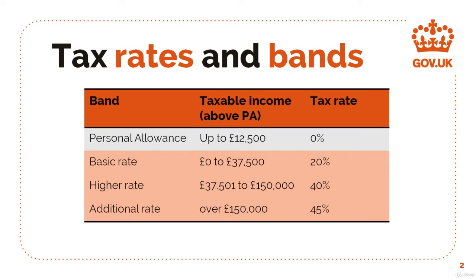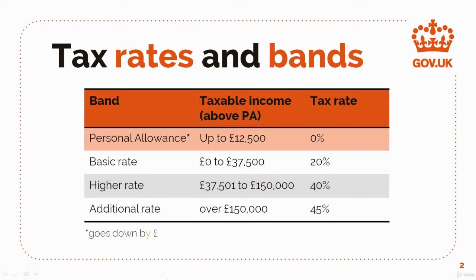I hope I haven't lost you with the numbers because there's one more condition. If you earn over £100,000, your personal allowance will go down £1 for every £2 of your income that is over 100,000, which means you get no personal allowance if you earn above £125,000.